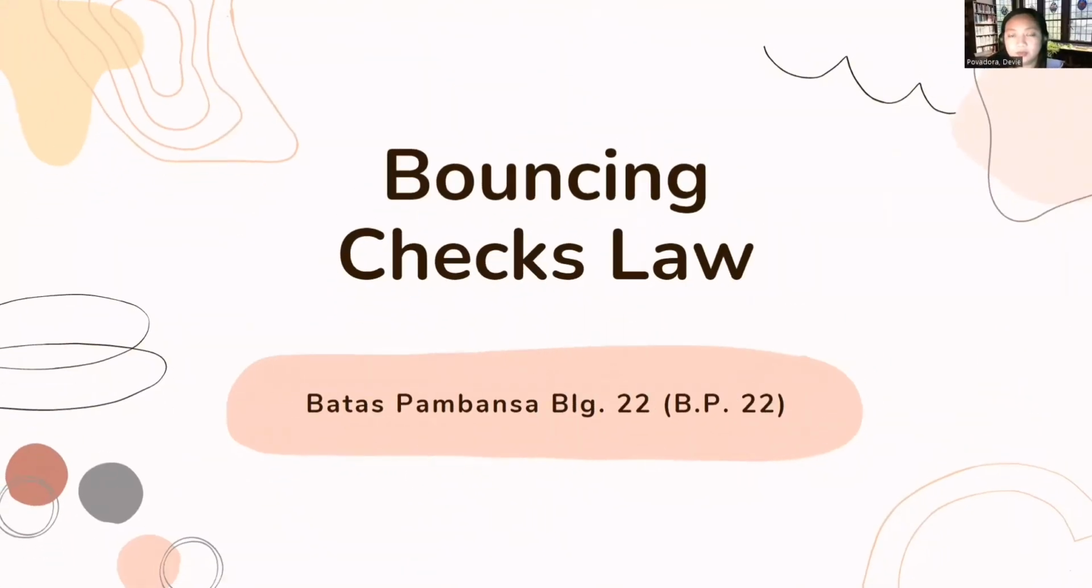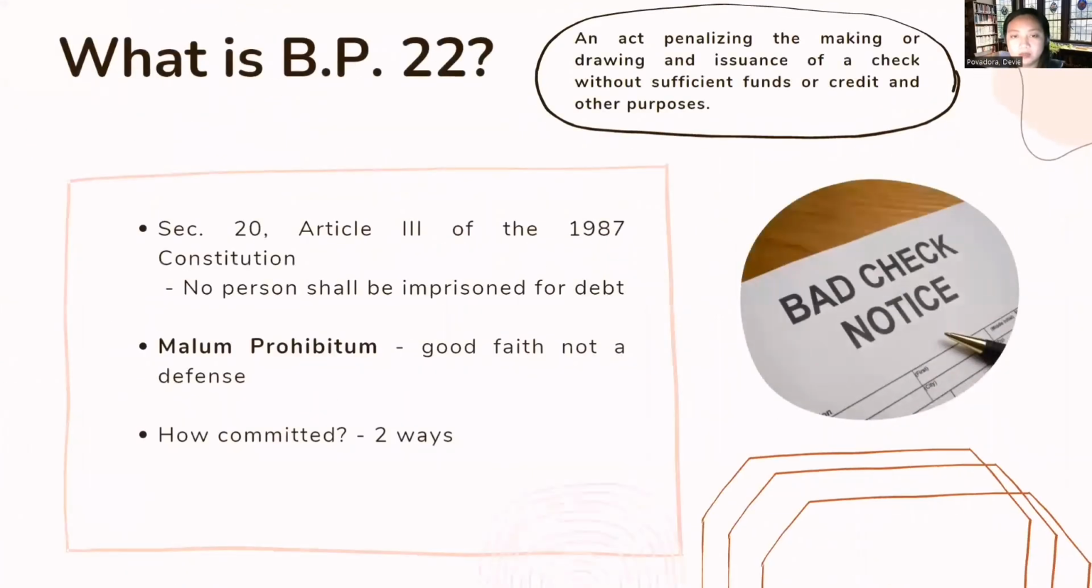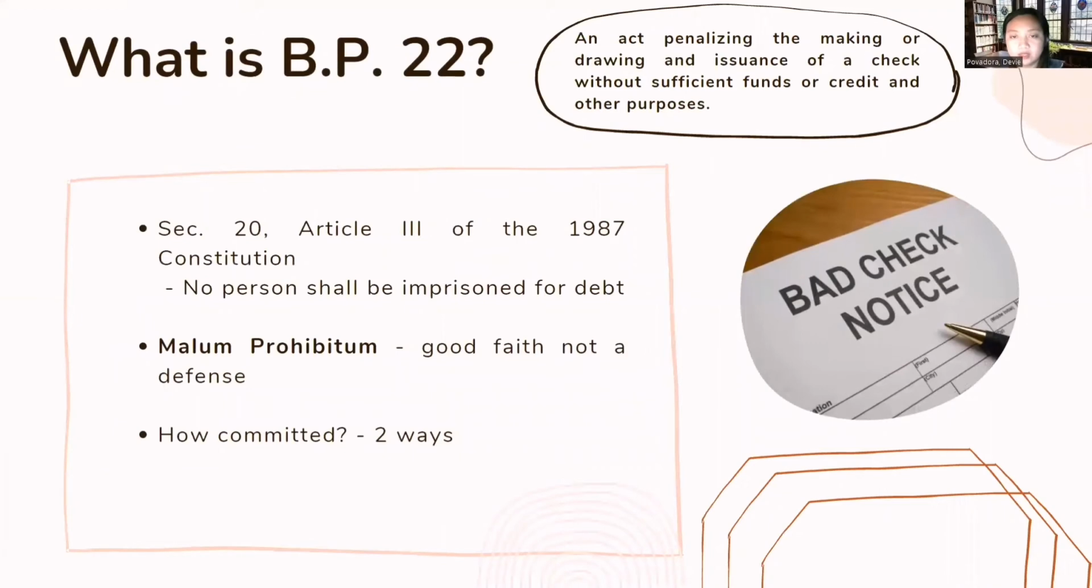Have a nice day. Moving on would be BP 22 or the Bouncing Checks Law. Batas Pambansa Bilang 22 is the act penalizing the making or drawing and issuance of a check without sufficient funds or credit and for other purposes, or also known as BP 22. What is BP 22? BP 22 is simply the issuance of a bad or bouncing check.